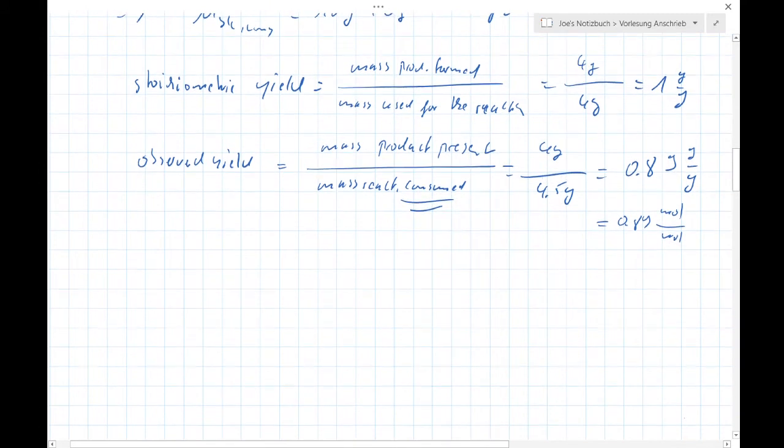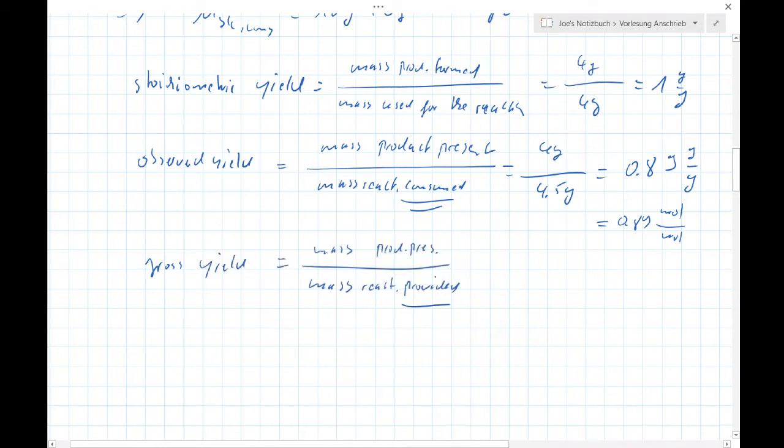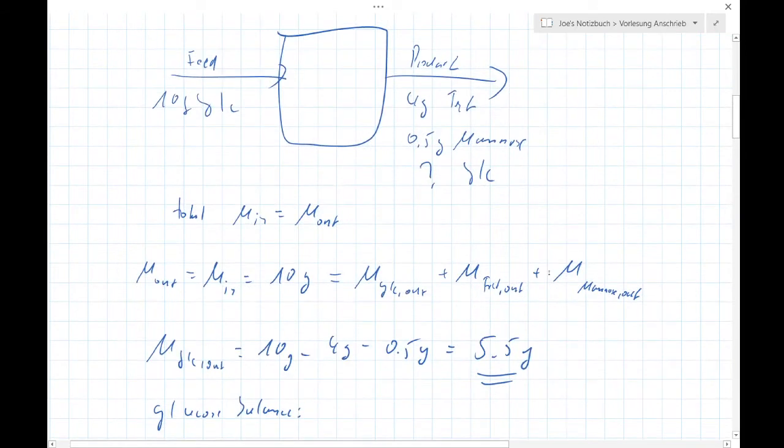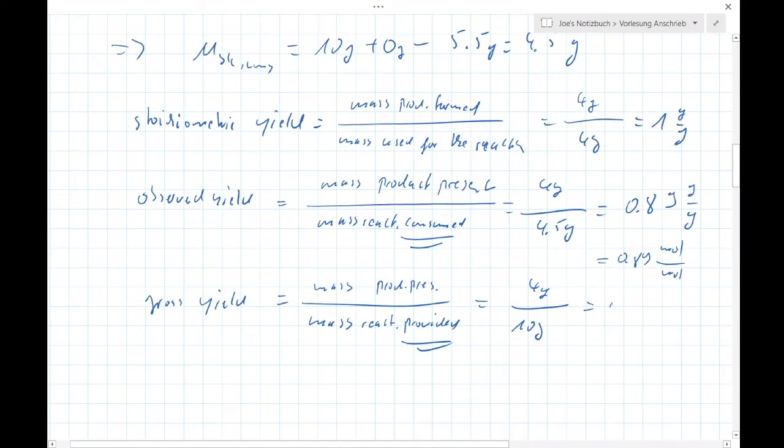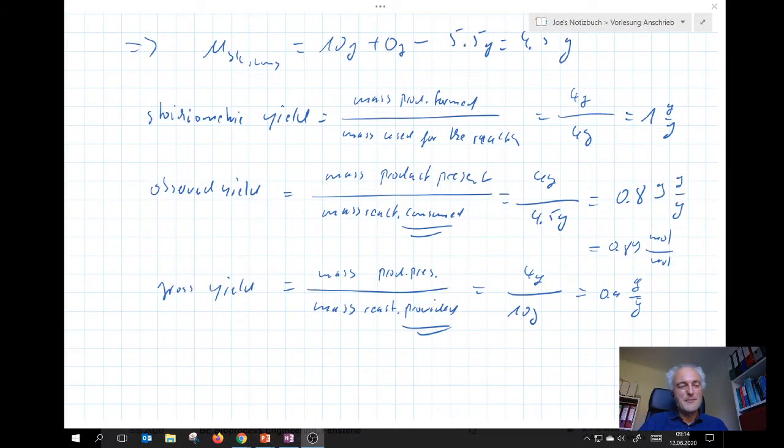Now we come to our gross yield, and this value we have already heard should be 0.4. Let's see whether that's correct. It's 4 grams divided by 10 grams, because glucose in was 10 grams. 0.4 grams per gram, and of course that's the same as mole per mole. You see, that's very simple. But also here, as you have seen, I have set up a mass balance. This makes sense because then I am sure that I did not forget something.